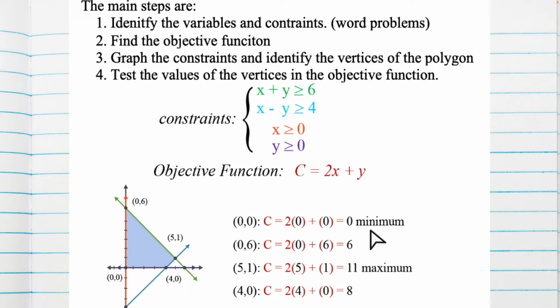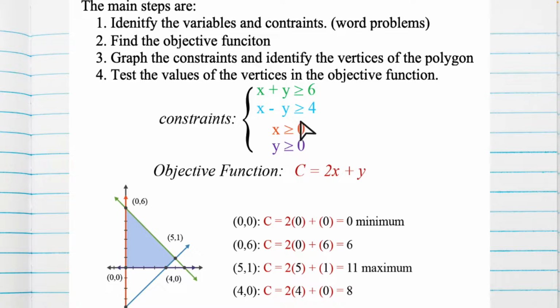So first, here are the steps. The first step is to identify the variables and the constraints. And this is in a word problem. If you're given a problem, which is the first couple we're going to practice here, we're going to be given the constraints like this. So in a word problem, we have to identify these.